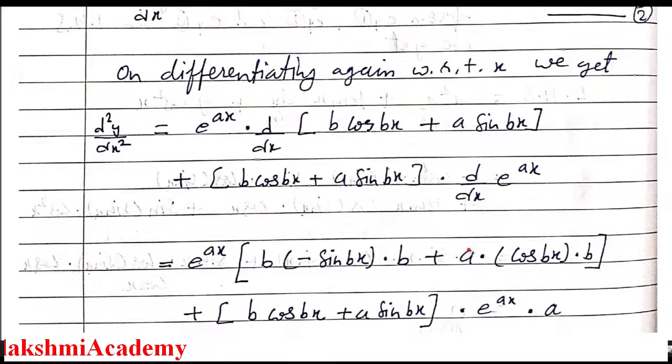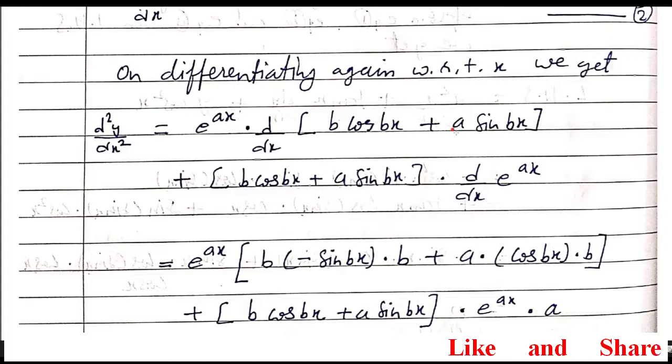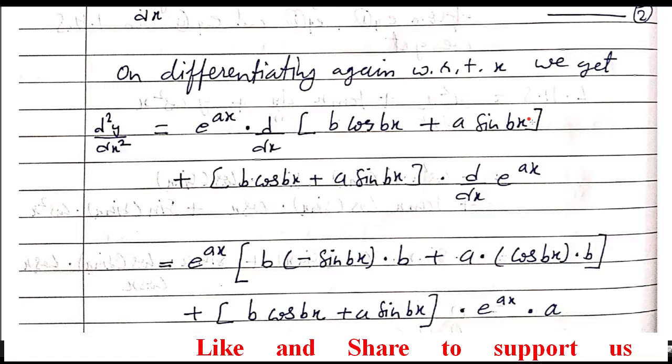Now in the next step we will do the differentiation. So e to the power ax I kept as it is. Now when we differentiate this, the differentiation will distribute to both the terms when we open the bracket. The conclusion is we have to differentiate b cos bx also and a sin bx also.